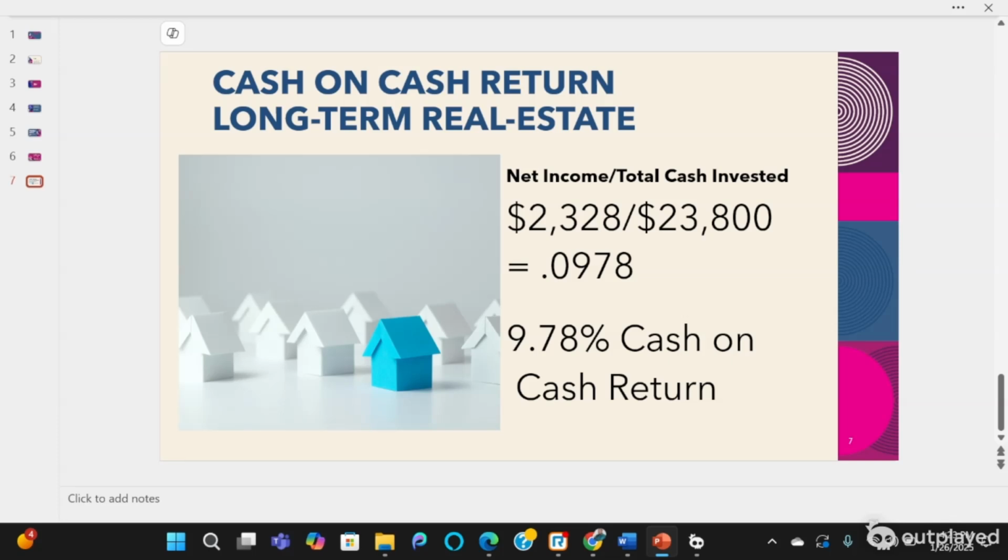$23,800. For some people, this may be right where they want to be. For some real estate investors, they may want to make at least 10 to 12% on their investment. So here it's a little short, but I will say this.